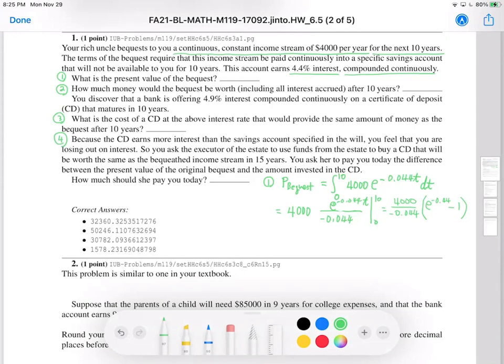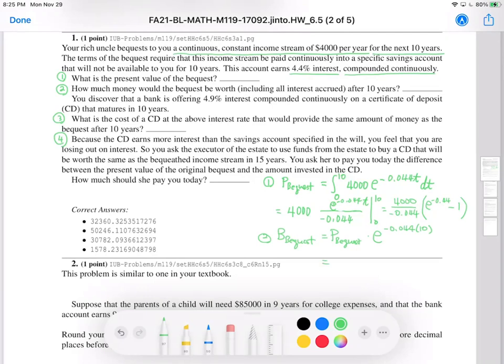And the second question, how much money would the bequest be worth? This is the future value. So for number 2, the bequest, we have the present value. So the future value is just the present value times e to the rate times duration. Okay, so you can simplify it.